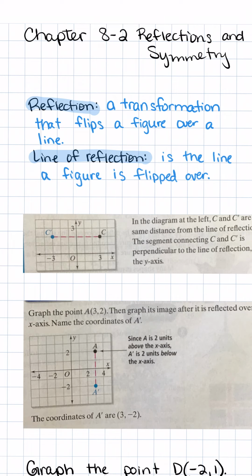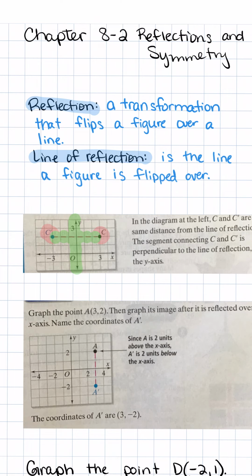So C is just this right here, the black one, C, and then it just has a little apostrophe above it. They are the same distance from the line of reflection. So right, this is the line of reflection, and they're both the same distance. This one is 1, 2, 3 places that way. This one's 1, 2, 3 places that way.